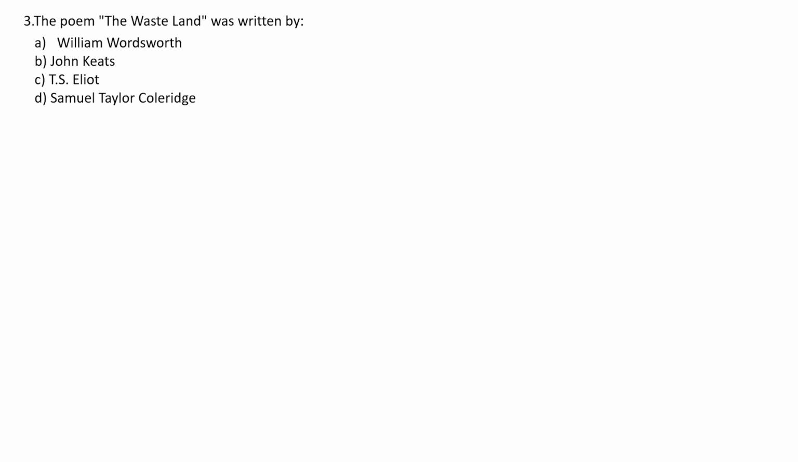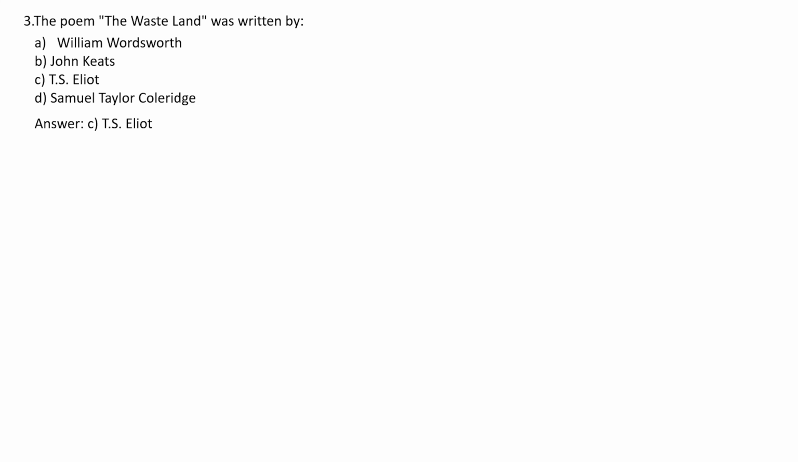Moving to our next question, question number 3. The poem The Waste Land was written by, and the options are option A, William Wordsworth, option B, John Keats, option C, T.S. Eliot, option D, Samuel Taylor Coleridge. And the correct answer is T.S. Eliot.